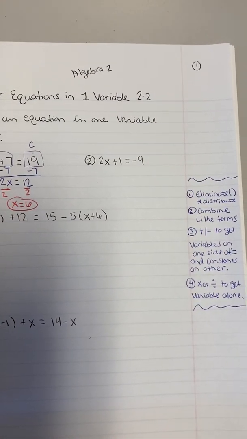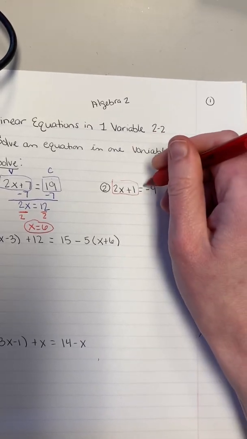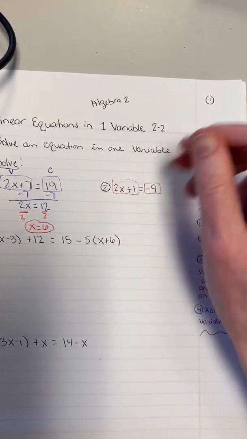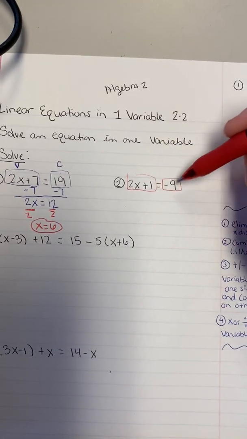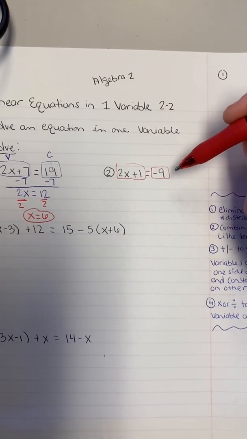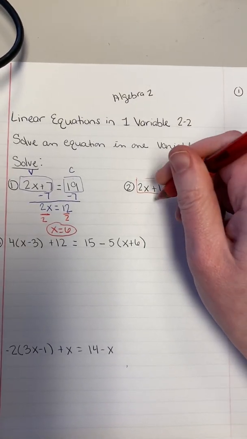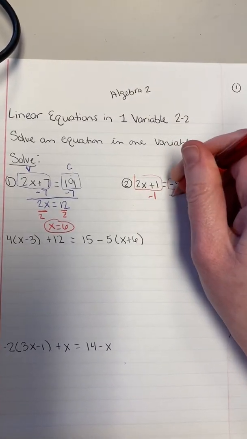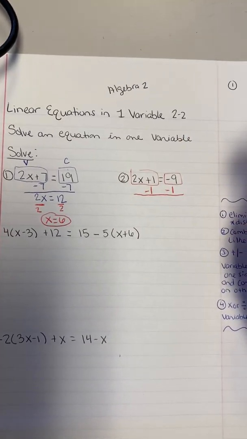Okay, number 2 again, I'm checking this side for like terms separately than this side. So I don't have any like terms over here. I don't have any like terms over here. So I'm going to move on to add or subtract. It's a plus 1. So to get rid of that plus 1, I need to subtract it from both sides. Remember, you got to do the same thing to both sides.